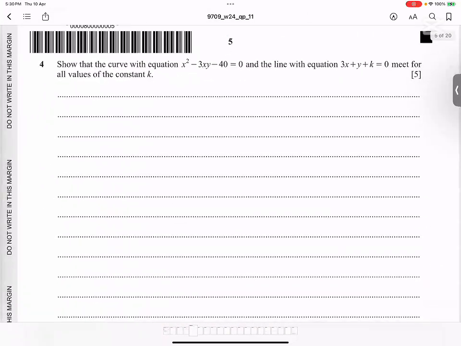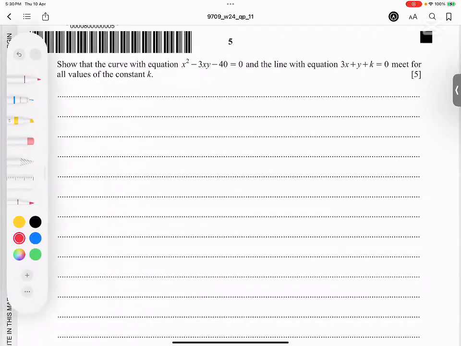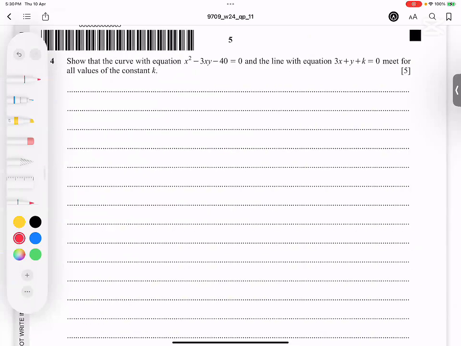So the next question we have here is number 4. Show that this curve, whose equation is this, and the line, which is this, meet for all values of the constant k. So show that the curve and the line with this equation meet for all values of k. Okay, so we have to prove they meet. How can we show this?